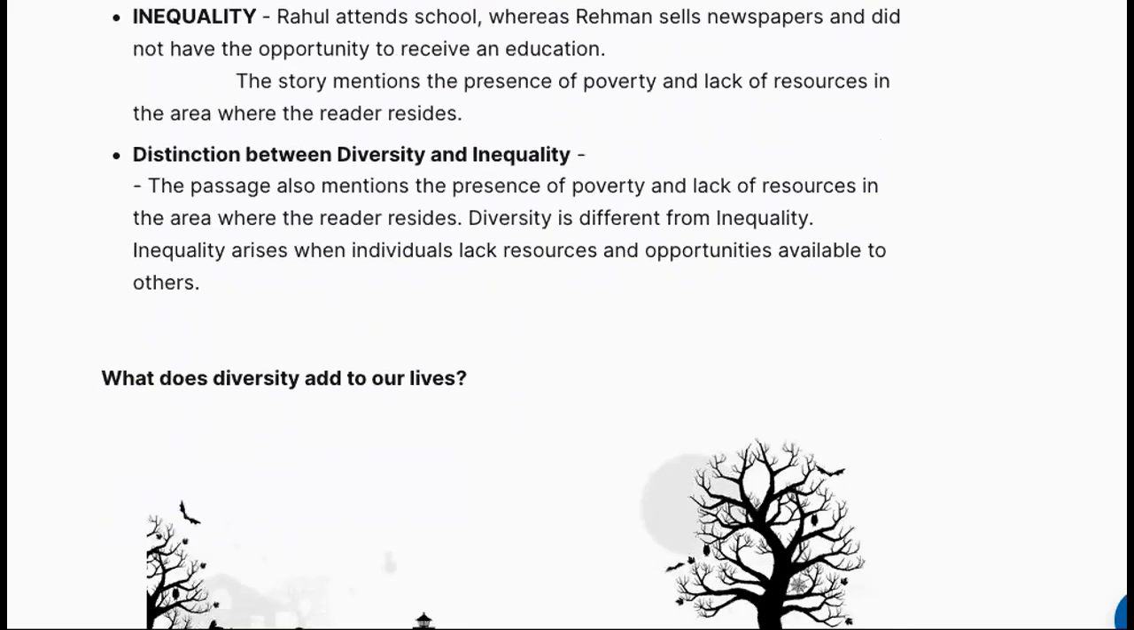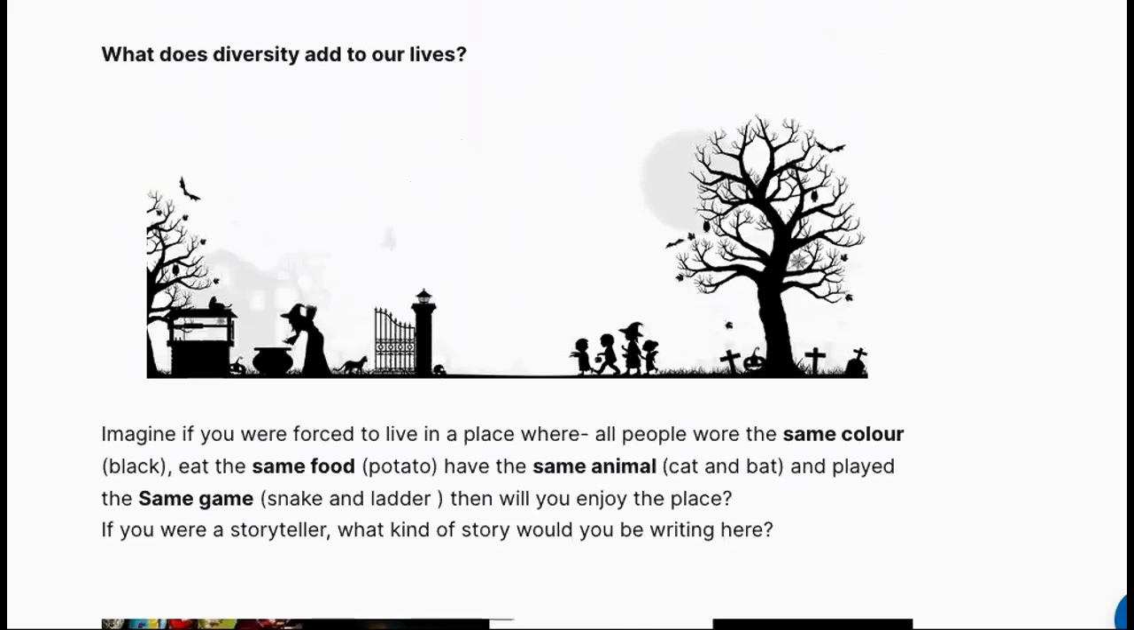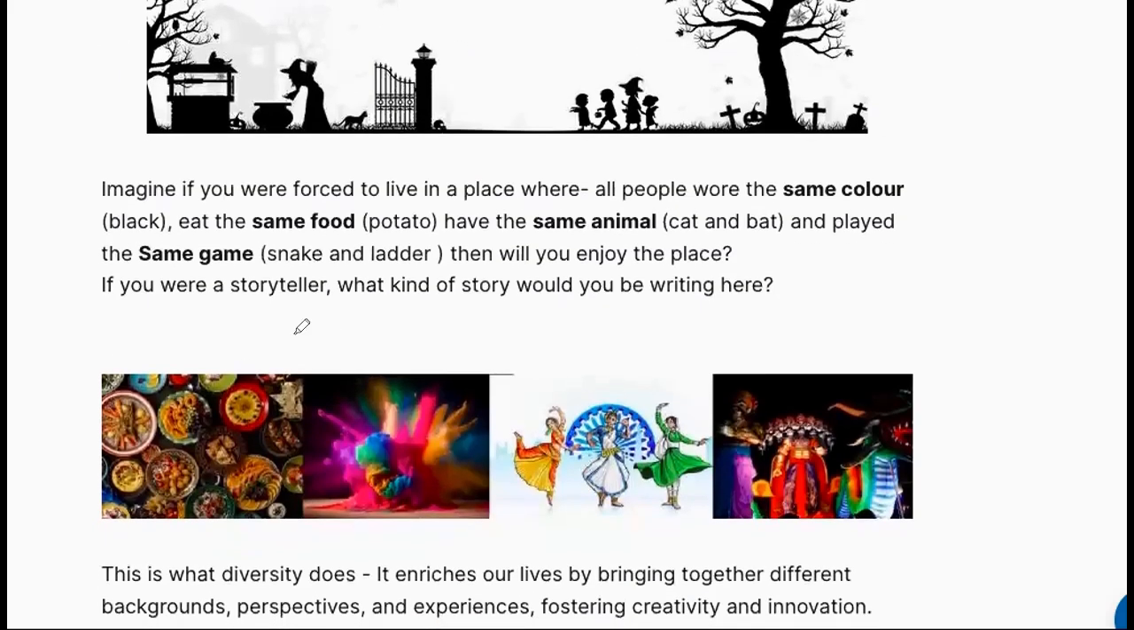So we will be dealing with diversity. We will see what diversity adds to our life. Just imagine that you were forced to live in a place where everything is black in color. You have only one food to eat, and that food is potato. And you have only two types of animals there, a cat and a bat. Do you enjoy this place? So yes, this is what diversity adds to our life. It adds different kinds of foods, colors, cultures, and festivals.